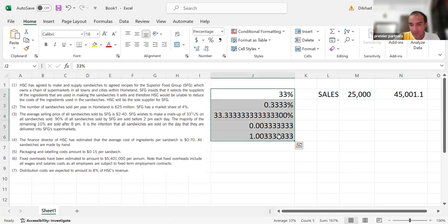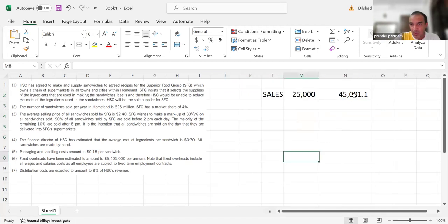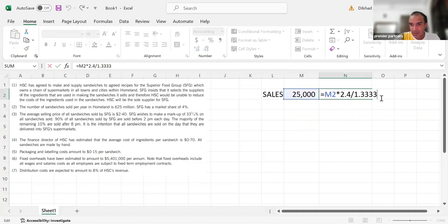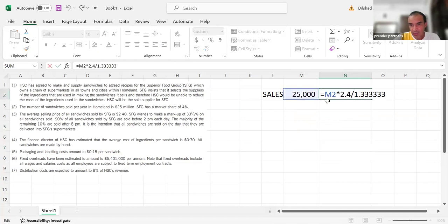45,000. I wanted to get it to proper decimals. Anyway, so your revenue is 45,000, exactly. That's your revenue. Total number of customers is 25 million, into 2.4 is the revenue that SFG makes. Of that, our percentage is 1.3.